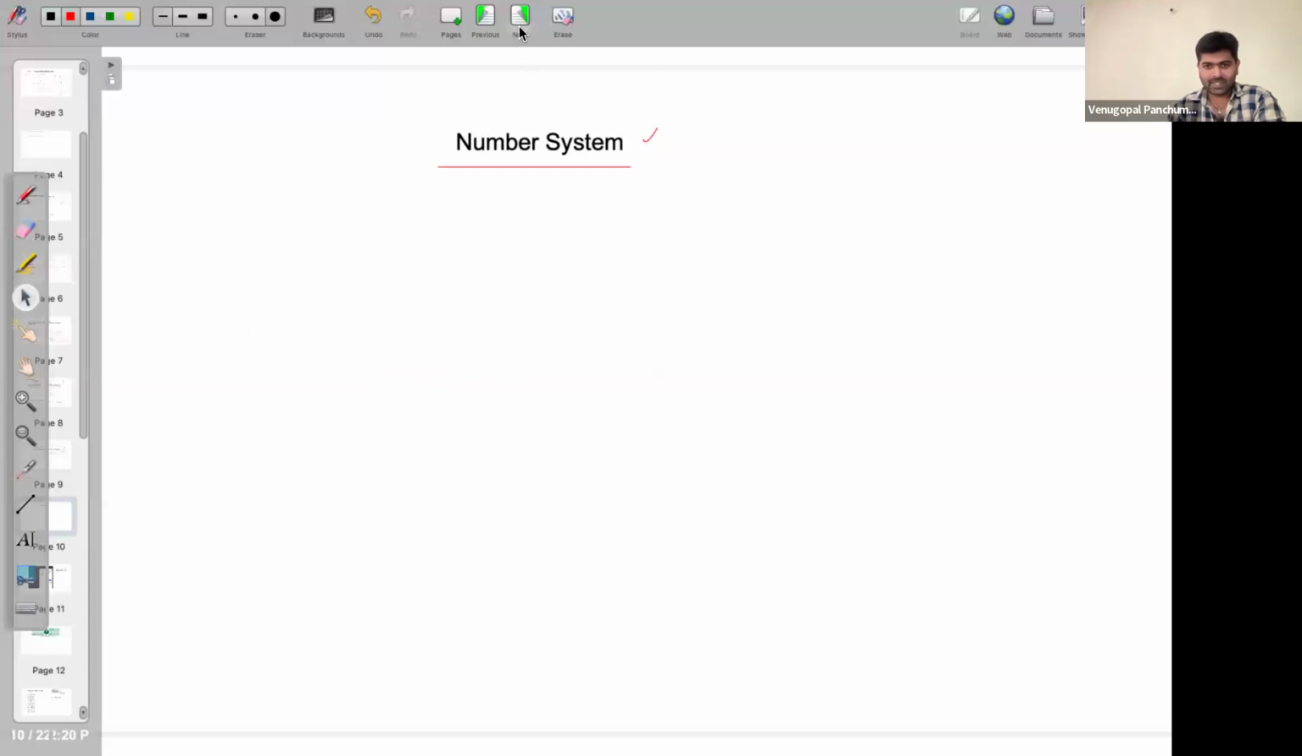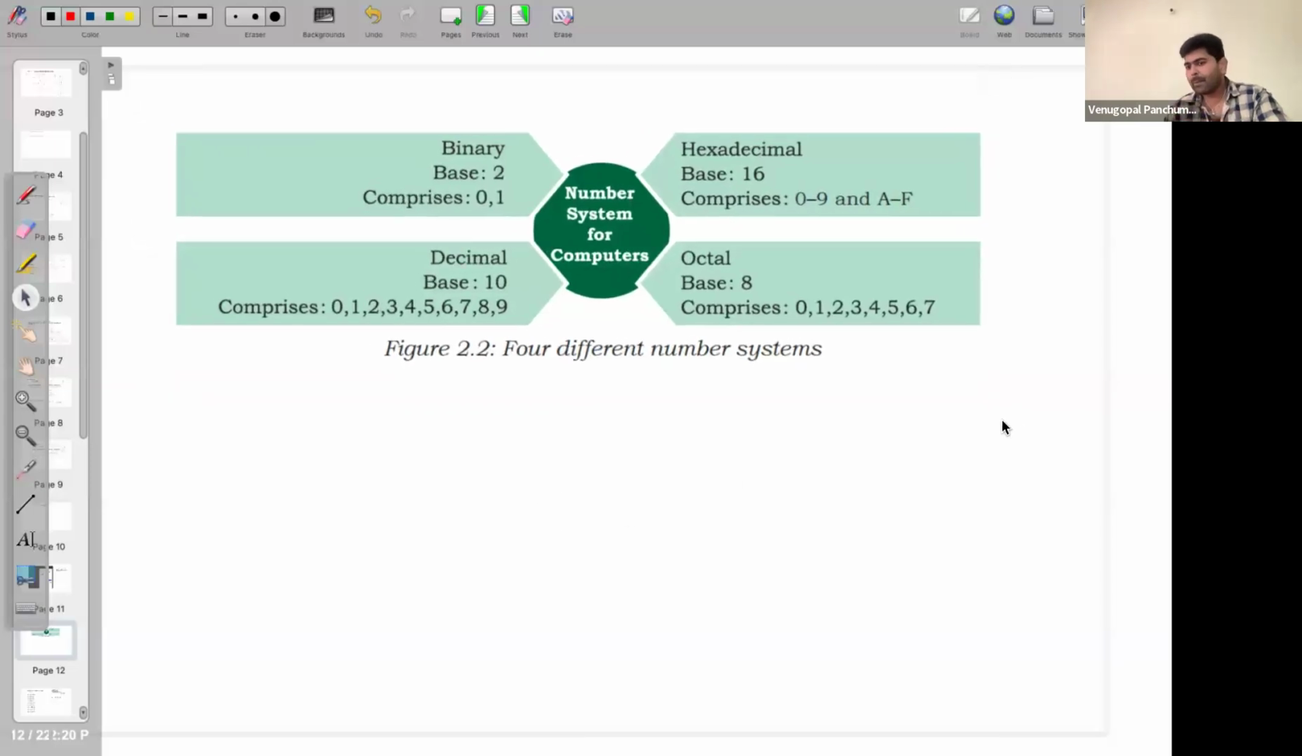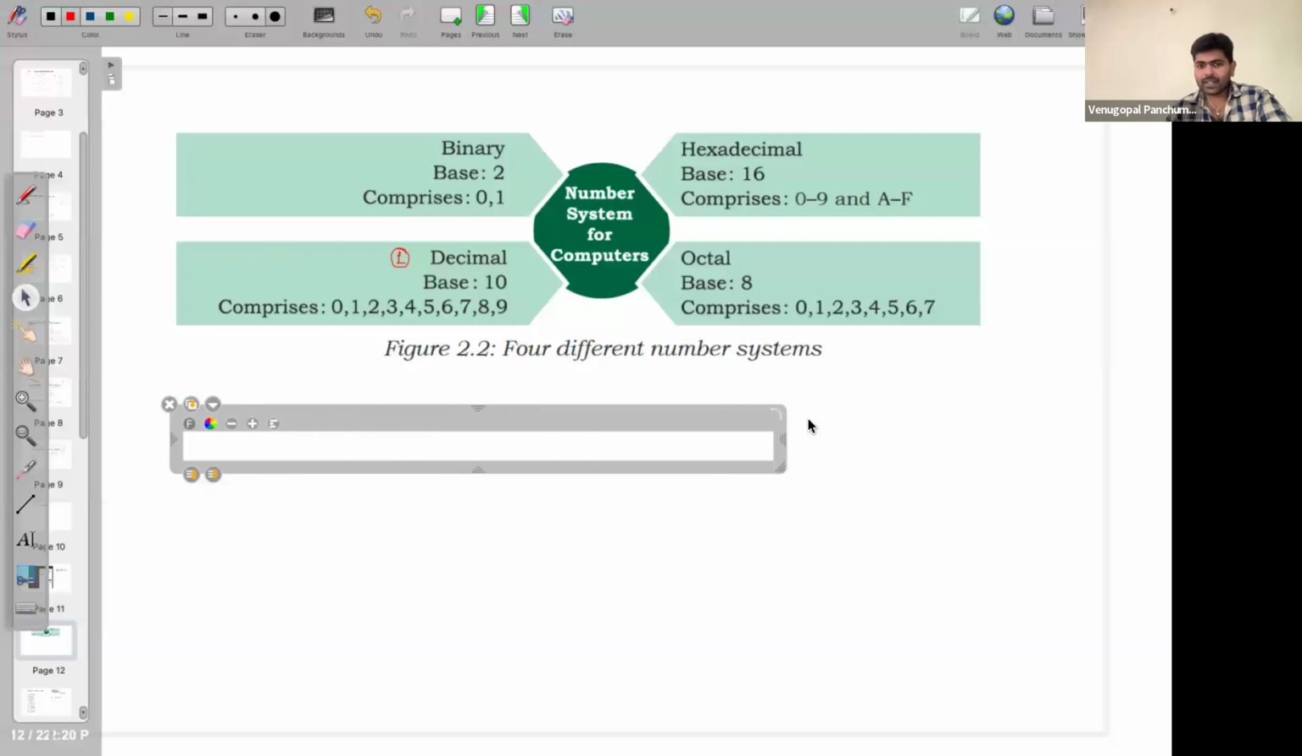So please listen carefully. In total we have 4 different number systems, friends. These you all need to know. The first one is the decimal number system. The decimal number system has base 10. The base is used to represent which type of number system it is.